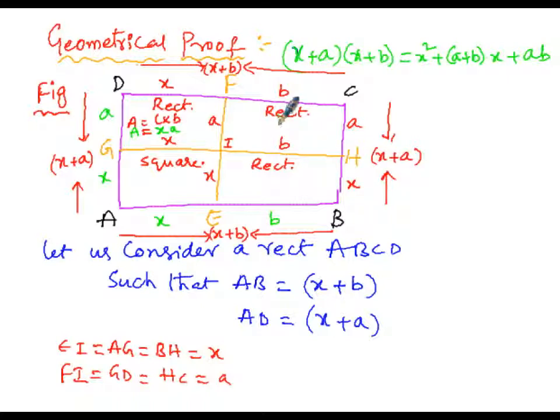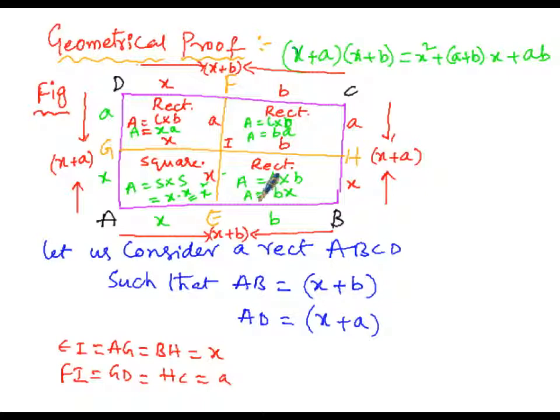Now area of the rectangle IHCF: area of the rectangle equals length into breadth, length is b and breadth is a, b into a is ba. Area of the square is side into side, side x into x, that is x square. Then area of the rectangle equals length into breadth, length is b and breadth is x, so b into x is bx, so area equals bx.